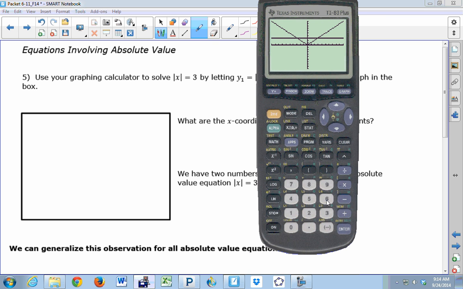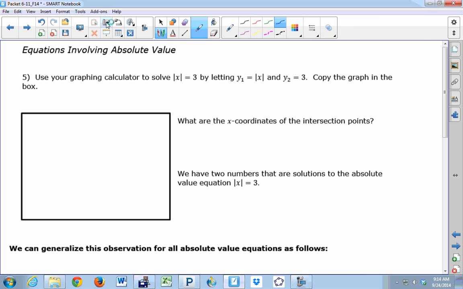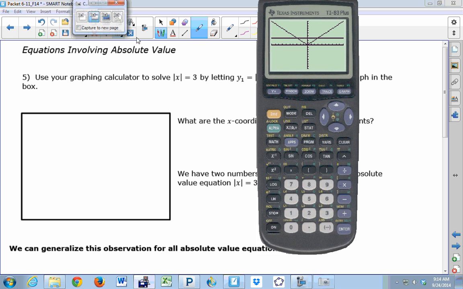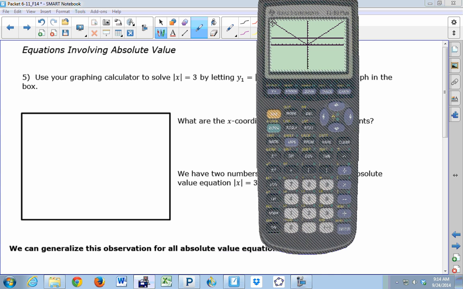There's our absolute value of x. There's y equals 3. And where are they going to intersect? Where will these two intersect? Well, we know the y values for everything on this horizontal line. Every single y value is 3. So what are the intersection points going to be right here? 3 and negative 3.